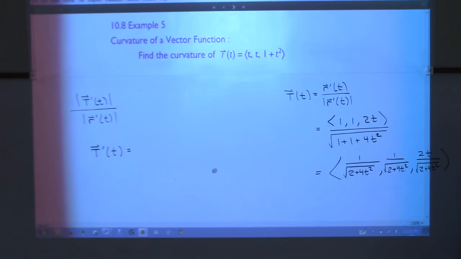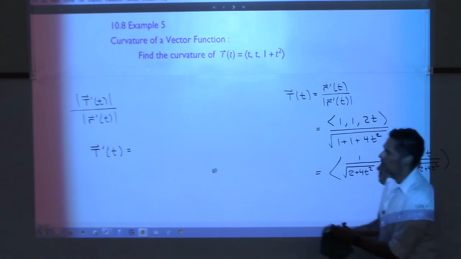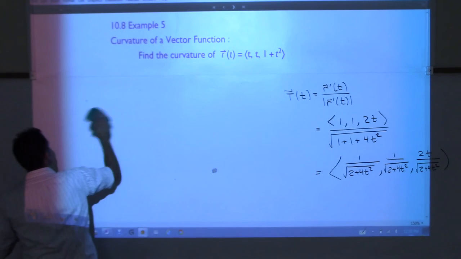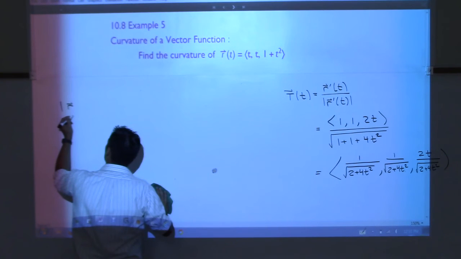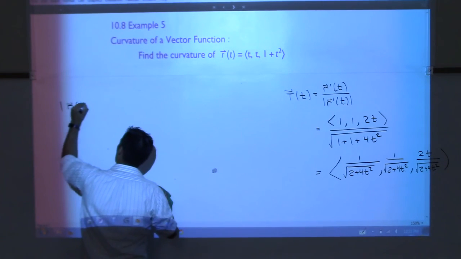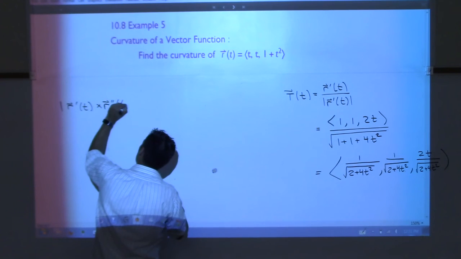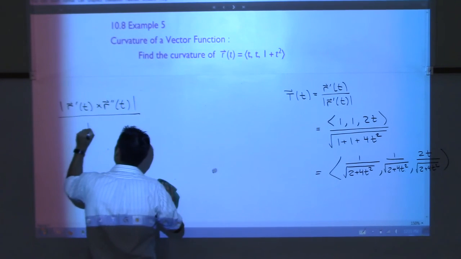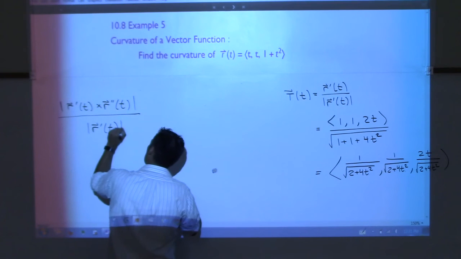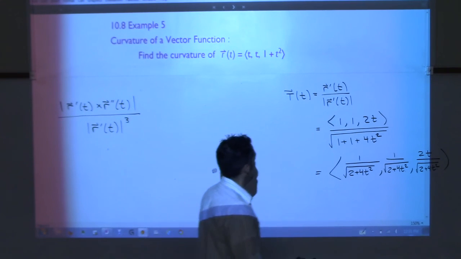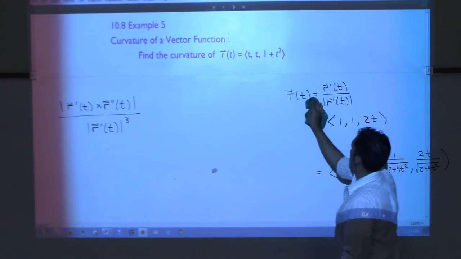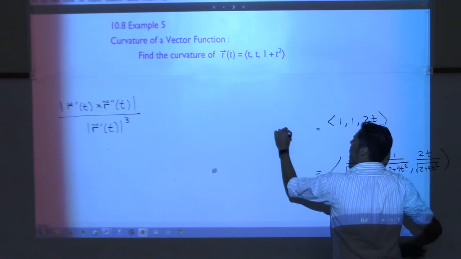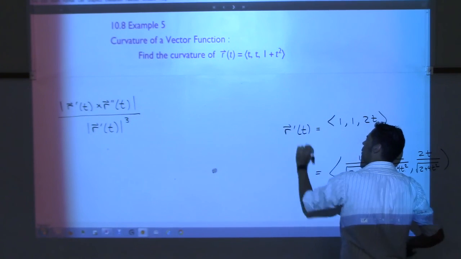Let's see. So I'm kind of waving my hands at this. Okay, so let's try the other formula. The other formula is the magnitude of the first derivative crossed with the second derivative, but then over the magnitude of the first derivative cubed. Now we've already taken the first derivative, haven't we? Let me erase this. That is your first derivative right there.